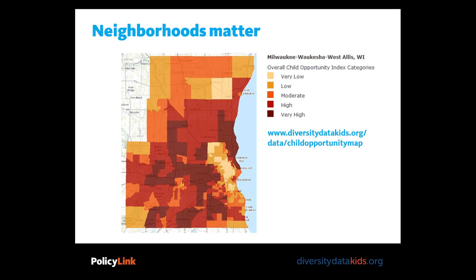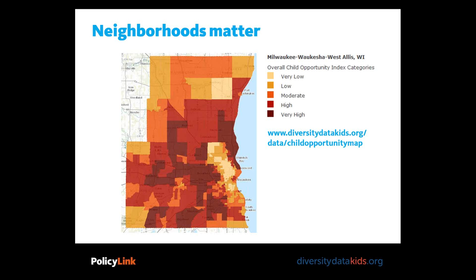When children grow up in high-opportunity communities with good schools, access to transportation, jobs, grocery stores, and safe, healthy environments, they thrive. And when they grow up in communities that lack these ingredients of success, they often don't reach their full potential. The research also shows that neighborhoods are highly unequal, that children of color are much more likely to grow up in low-opportunity neighborhoods, and that the problem lasts for generations.